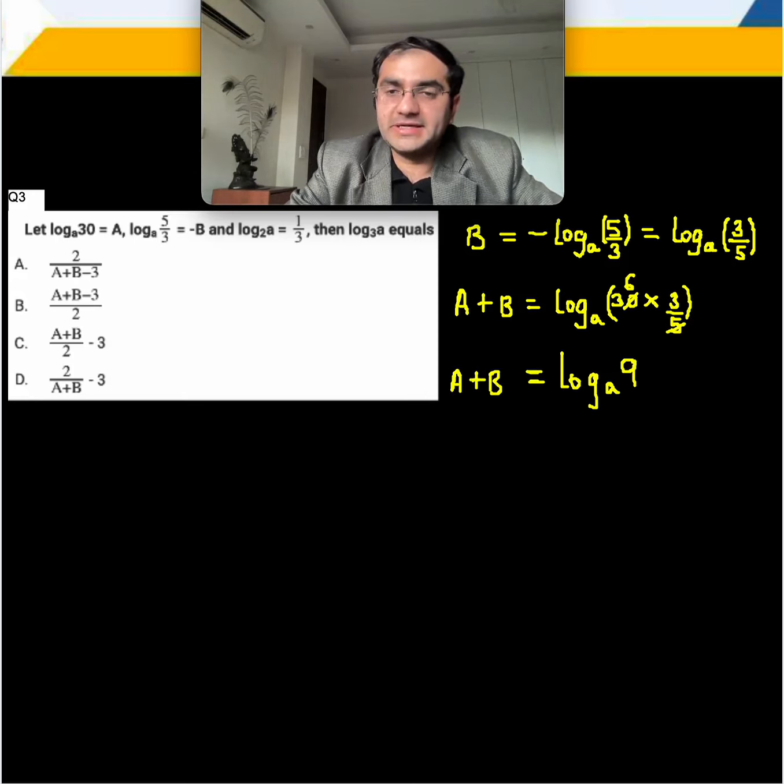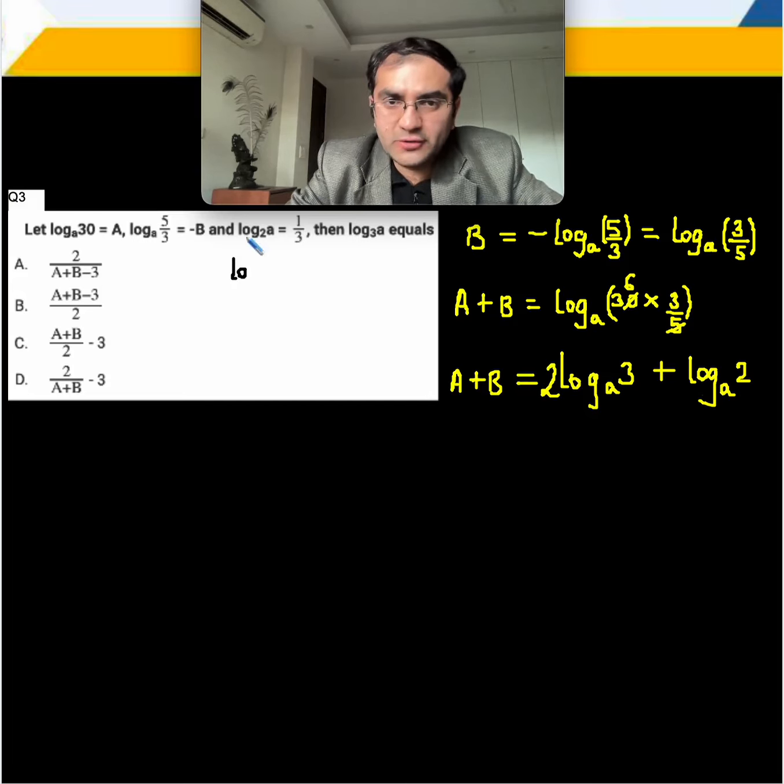Now let me break 18. 18 becomes log 9 plus log 2. Okay, base A. And now I can write 9 as 3 square and the 2 will come down. Okay, 2 नीचे आ गया. Now what do we have? Over here I have log 2 base a, and over here I have log a base 2. So reciprocal ले लेंगे. Log 2 base a becomes reciprocal of 1 by 3, and that is 3. And that I substitute over here.